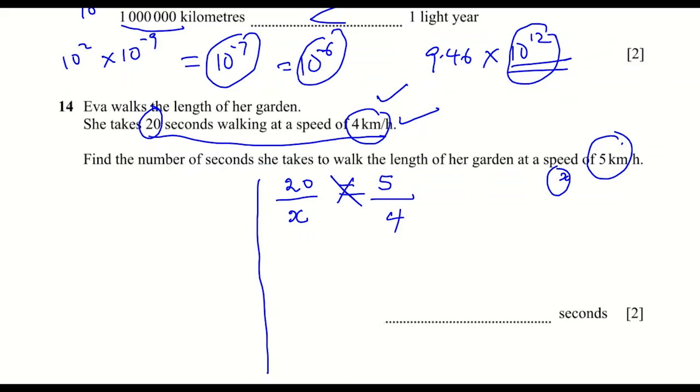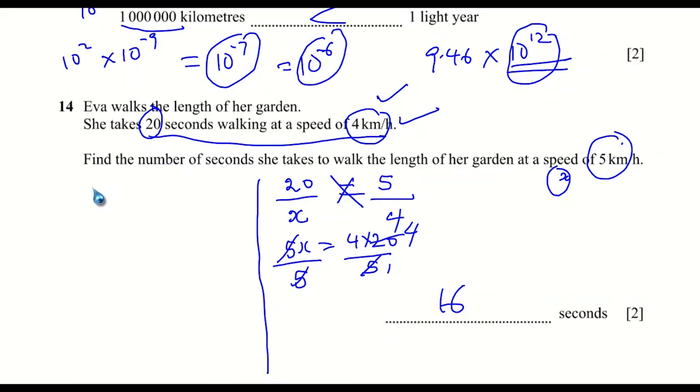So you cross multiply, you have 5x equals 4 times 20, then divide both sides by 5. So 5 cancels 5, and 5 into 20 is 4. 4 times 4 is 16. So you have 16 seconds. So this is super easy and straightforward.